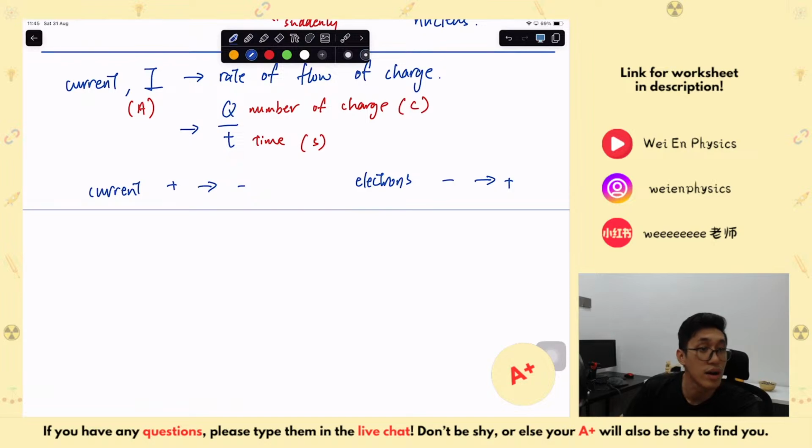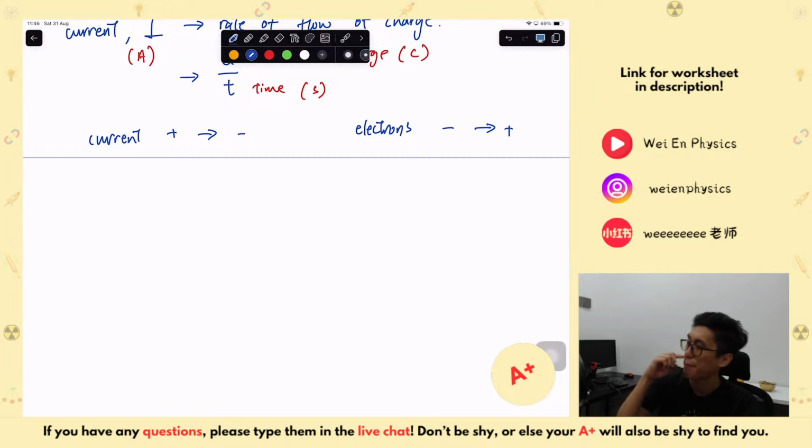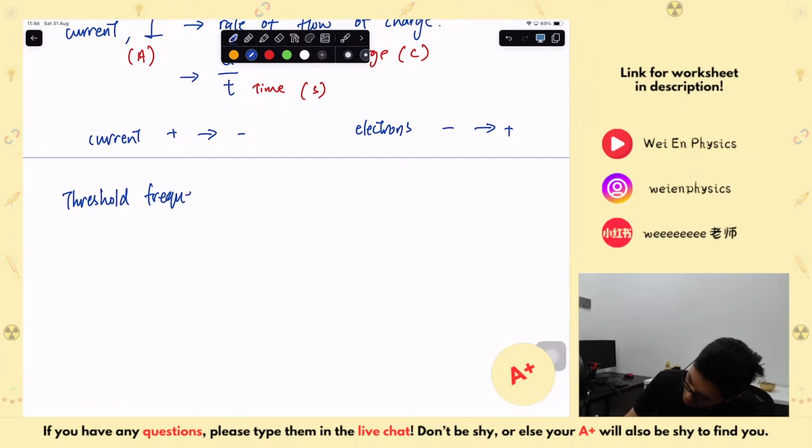Let me just find out what this is first. This one I haven't actually taught in class. It's about quantum physics, but I'll just tell you now first. This word is called threshold frequency. Just in case they ask you, you just remember this.